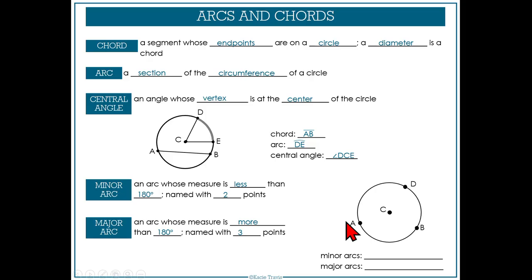Okay? So, a couple of minor arcs we have are AD. I can clearly see this is not more than half the circle, so that's why it's fine for us to name this with two letters.